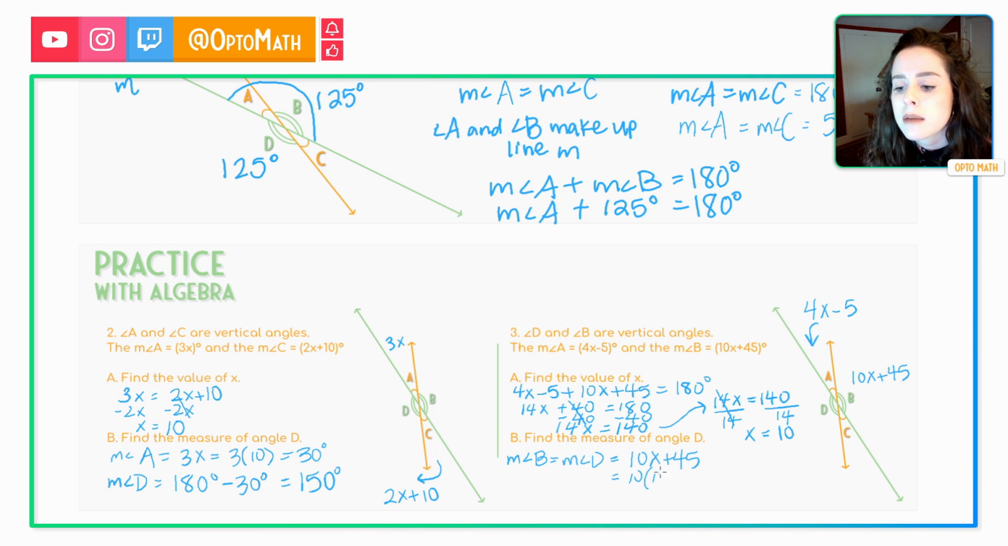10 times 10 plus 45. Well, 10 times 10 is 100, plus 45 is 145. And since we're talking about angles, it's degrees. So that's the measure of angle D.